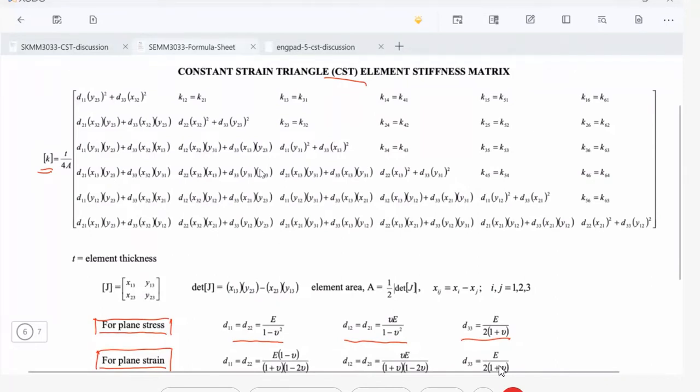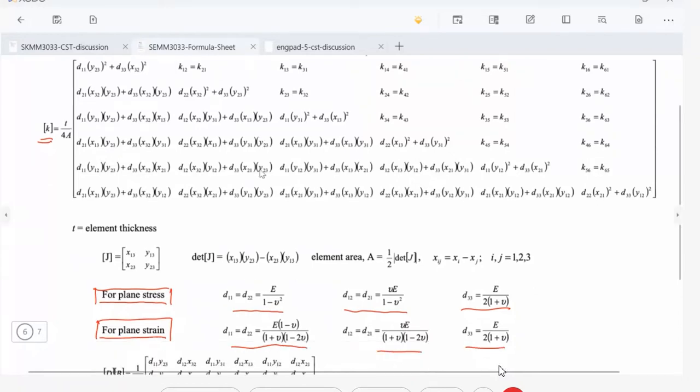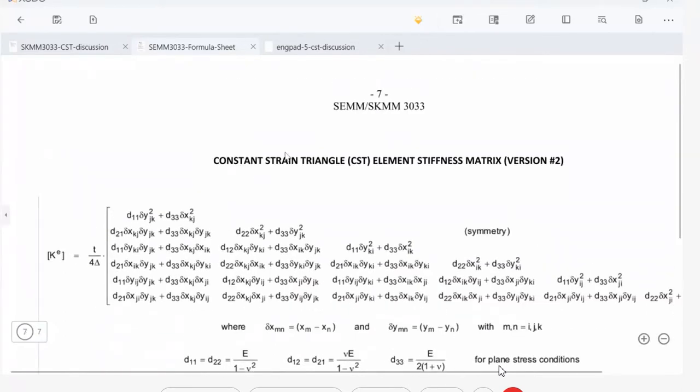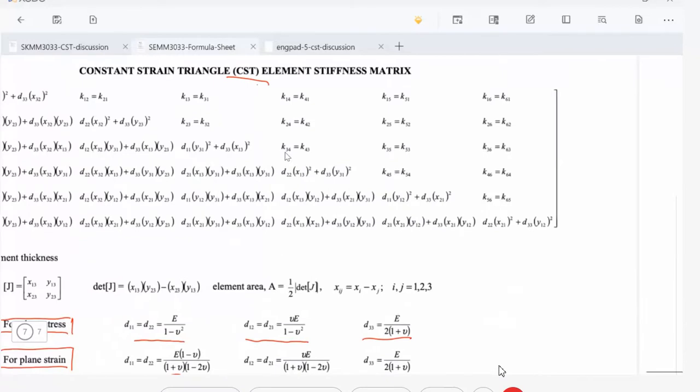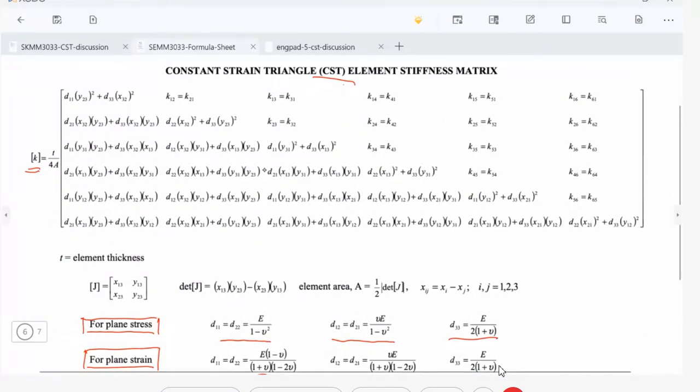So please, before you do, make sure you understand the difference between plane stress and plane strain. Okay? So we are going to use this formula. We are not going to use the simplified version. But if you look at your derivation for your K matrix, it is not easy to calculate, right? So in this test, we already gave you the CST formula, so you can straight away use it, provided that you know what D11, Y23, D33, X32, and so on are.